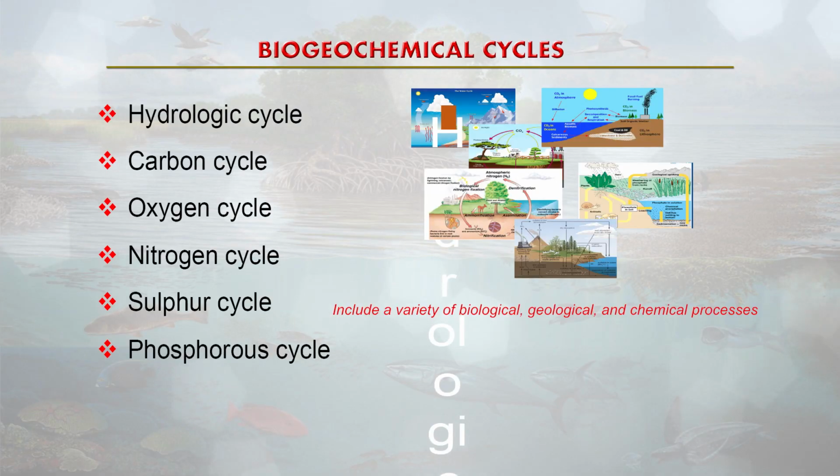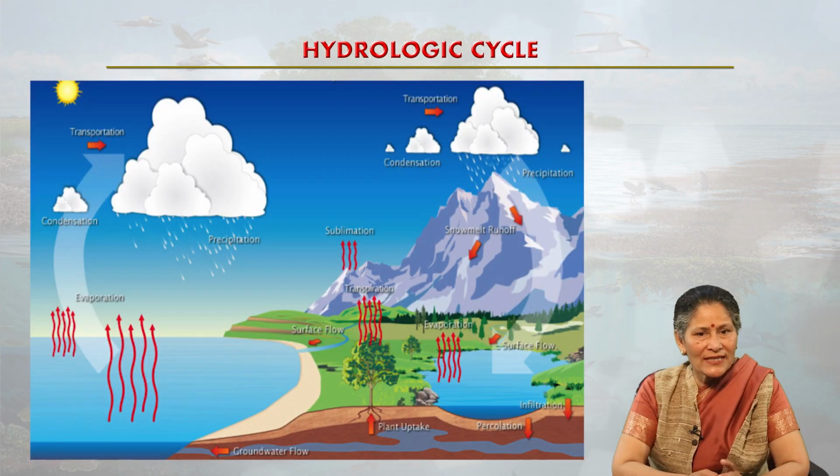Now we come to the biogeochemical cycle. There are a number of cycles which are important to the whole ecosystem. These are hydrologic, carbon, oxygen, nitrogen, sulfur and phosphorus cycle, which we would discuss in these sessions. We start with the hydrologic cycle.